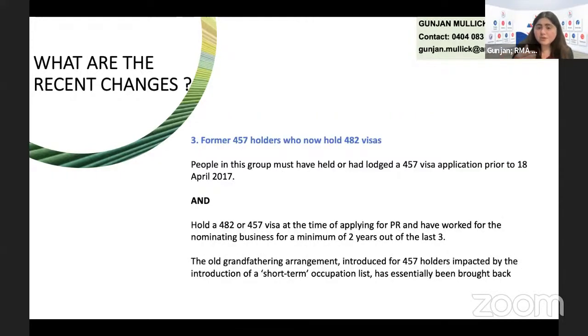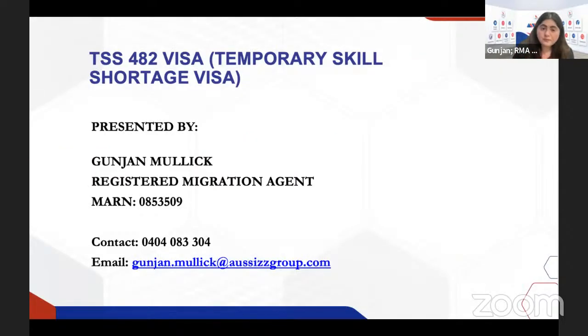This is the third change. People who have held or had lodged a 457 visa application prior to 18th April 2017 and who hold a 482 or a 457 at the time of applying for PR may be eligible again for applying for the 186 permanent residency. So these are the changes that came through.